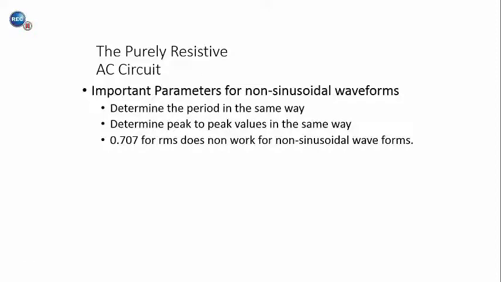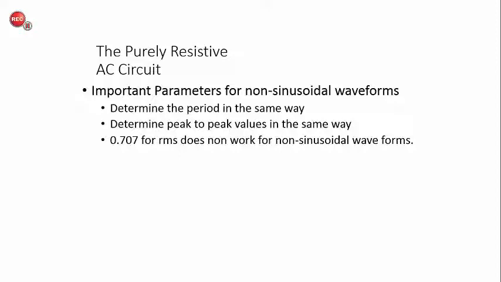And so, the purely resistive AC circuit, important parameters for non-sinusoidal waveforms. We determine the period the same way. The period is the amount of time it takes the waveform to complete one full cycle. We can determine the peak-to-peak values in the exact same way. Whatever the maximum value is minus the minimum value tells us the peak-to-peak.